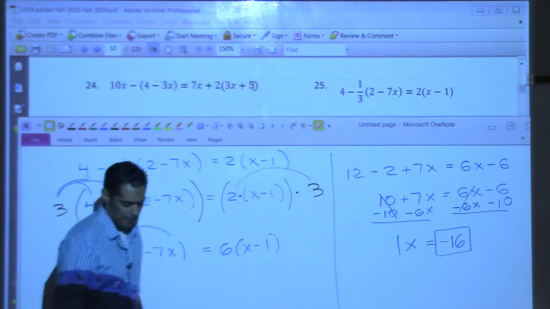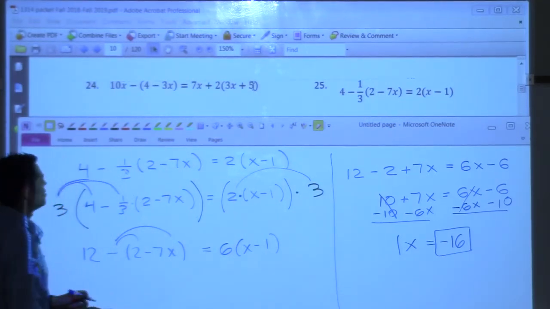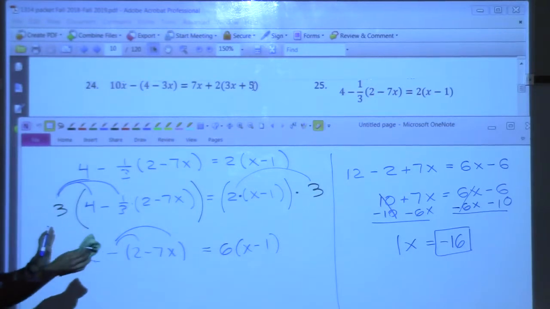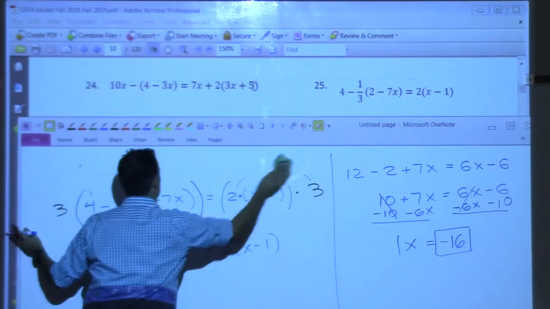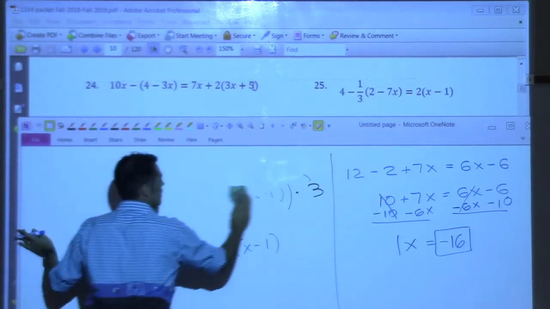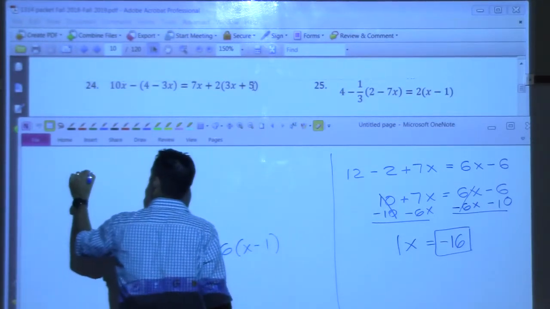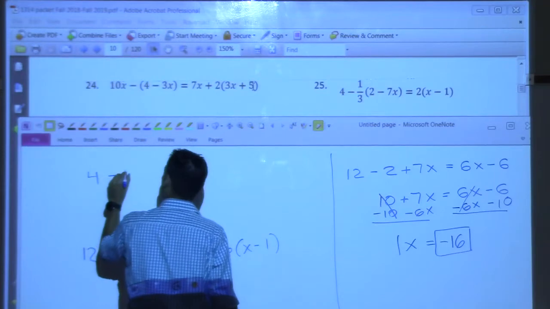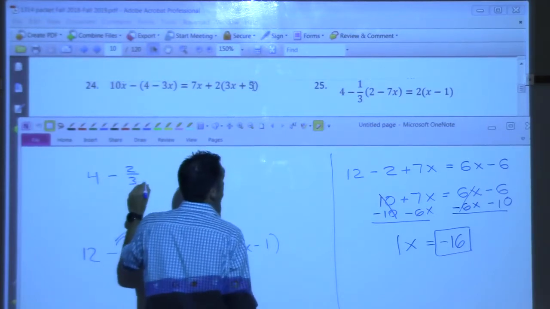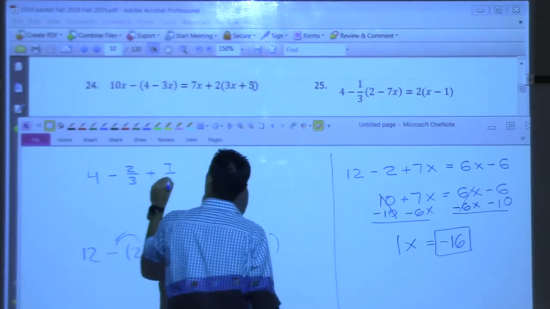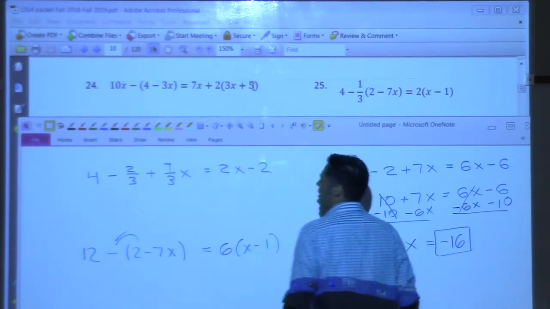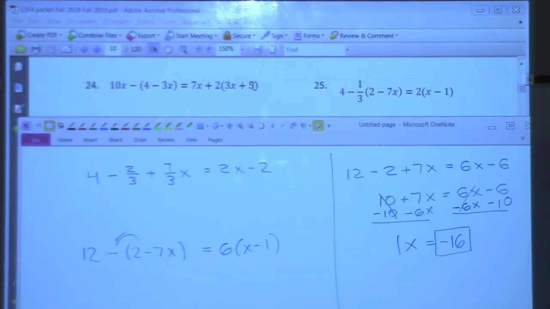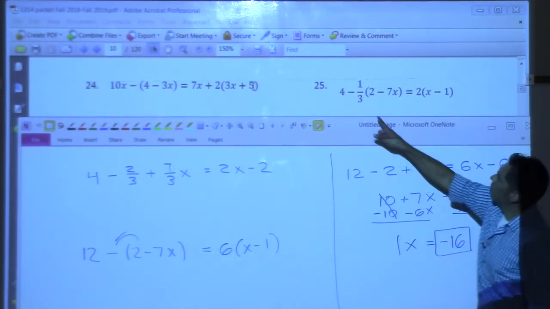All right. Can I just show you a slightly different approach? I mean, not to confuse you, but just if you really hate what I just did, here's a different approach. Just watch what I do, all right? 4 minus 2/3 plus 7/3 x equals 2x minus 2. Can you tell me what I did there? Multiply the 1/3 into the parentheses.